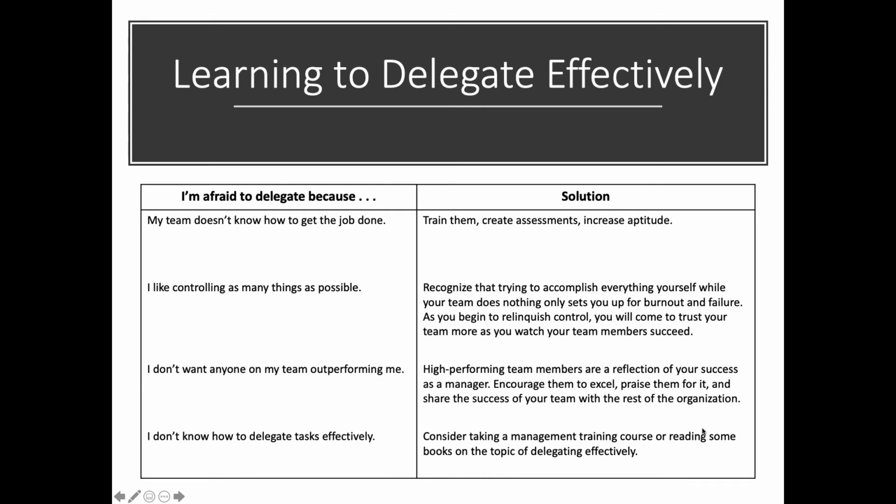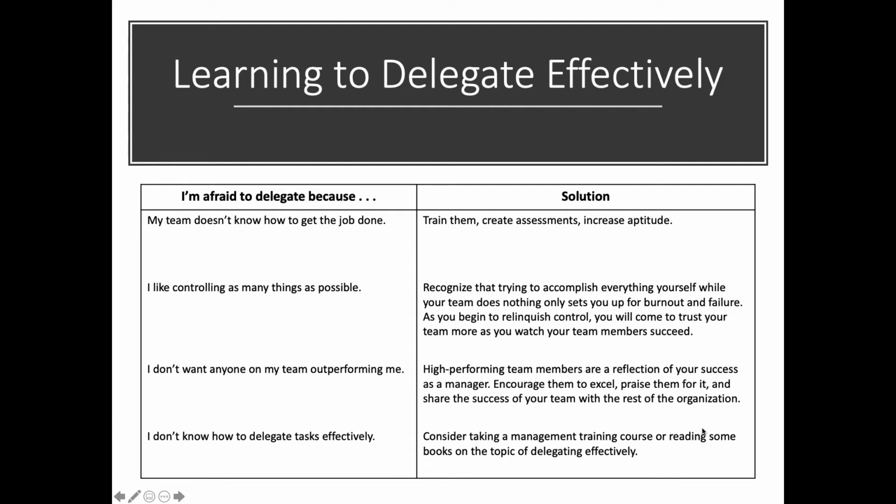Now, there are objections you will run into. As a manager, there are many reasons why delegation is, quite frankly, very difficult, and you see some of them on this chart. I'm afraid to delegate because, one, my team doesn't know how to get the job done. Well, that's a big problem, because that means you really have reasons not to trust the people who report to you to do the job that you want to assign to them. What's the solution? Get them trained.